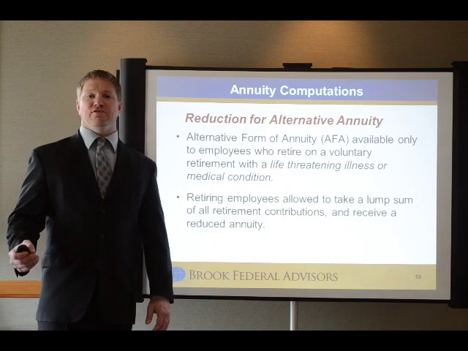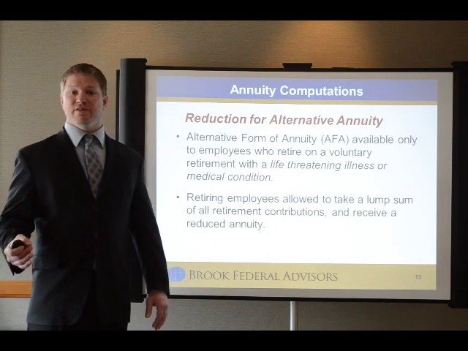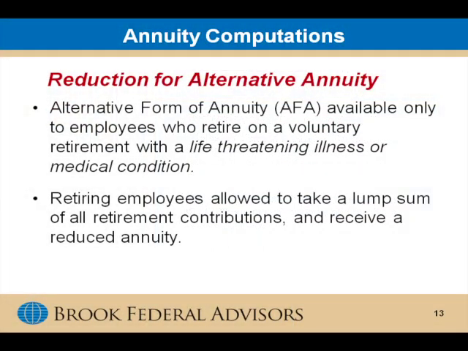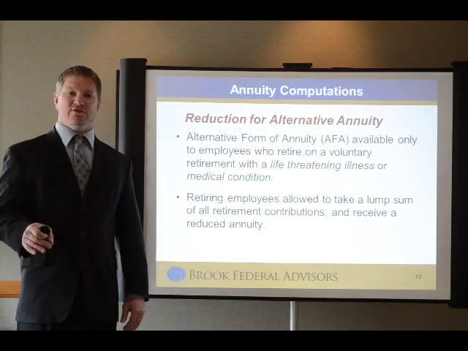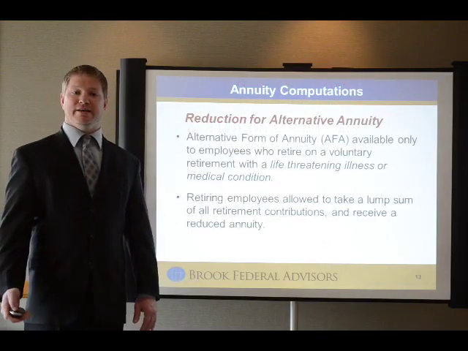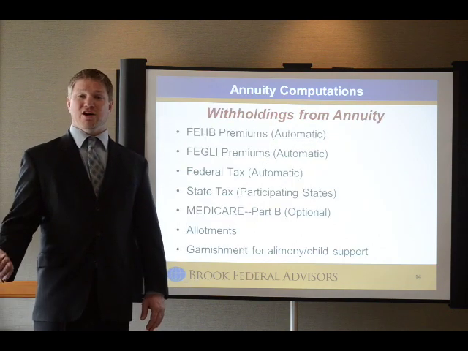The final reduction is for an alternative annuity. These are relatively rare, but they're for an employee who retires subject to a life-threatening illness or medical condition, and you can take a lump sum plus a reduced annuity so that more of that money is available to you earlier. Again, this is rare, and you would have to look in your particular situation if it applied to you. And we talked about reductions.